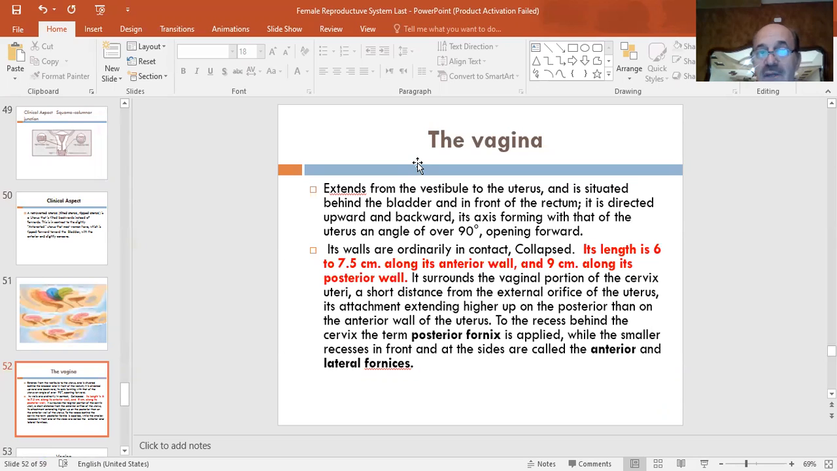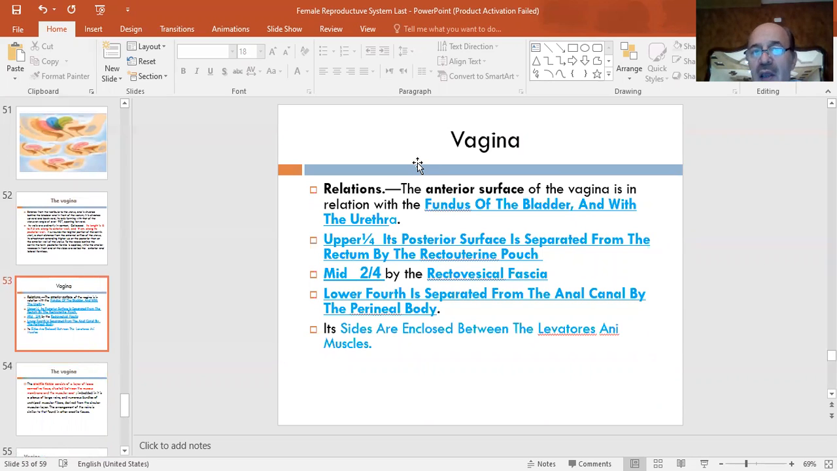The vagina is a fibromuscular tube, and it starts from the cervical projection into the vagina down to the vulva. It measures about 7.5 to 9 centimeters from the anterior or posterior aspect. And of course, we have the posterior fornix and the anterior and lateral fornices. That is where the cervix projects into the vagina.